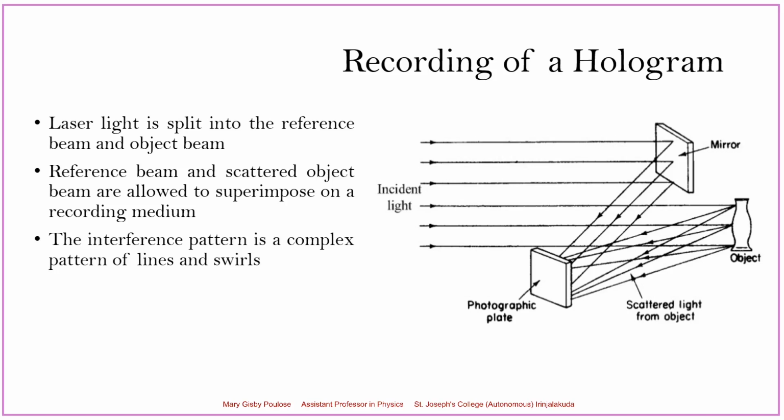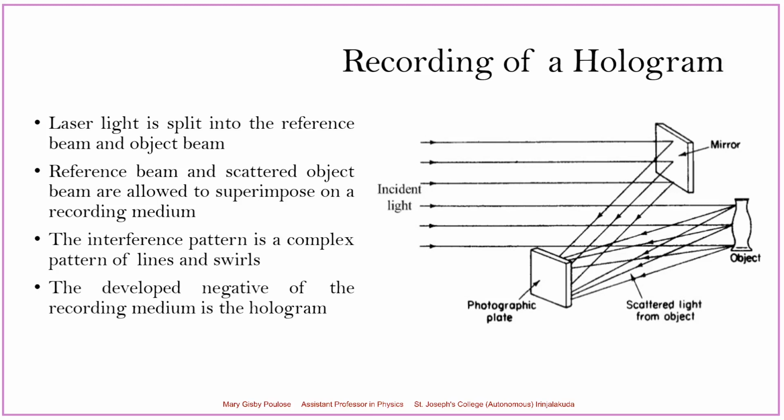The interference pattern is formed, and it is a complex pattern of lines and swirls. The patterns that we have seen till now had alternate bright and dark lines. They were repetitive lines, they had a definite pattern. But here it need not be the case because light is scattered from the object. So since a scattered beam is superimposing upon a reference beam, the pattern can be complex. It can have lots of lines and swirls.